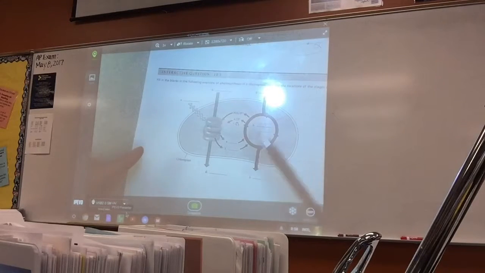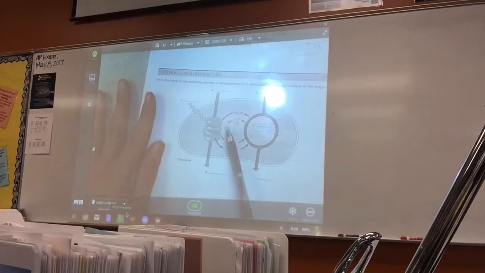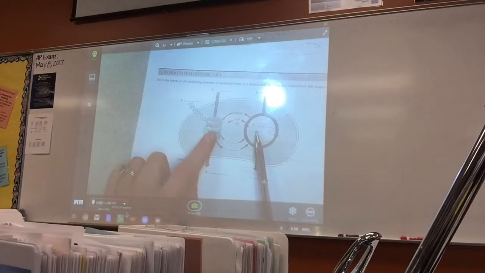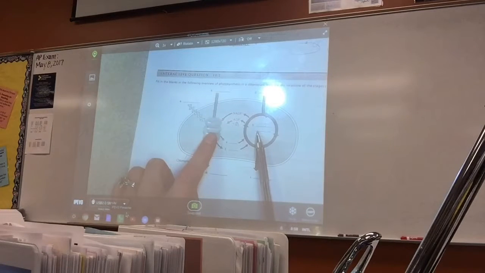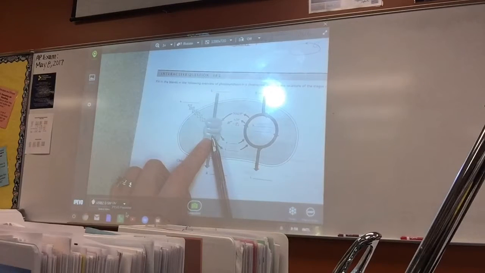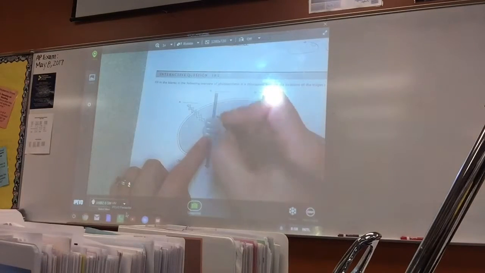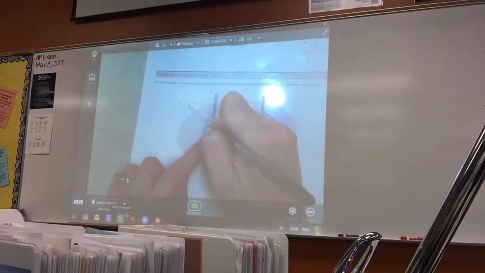And so these letters C and H, these two are referring to the two main phases of photosynthesis. What's the first phase of photosynthesis called? Joel? The light reaction. The light reaction. So these guys are the light reactions.